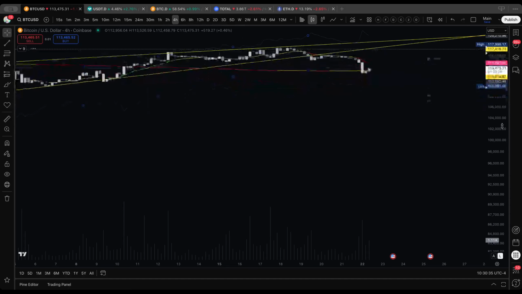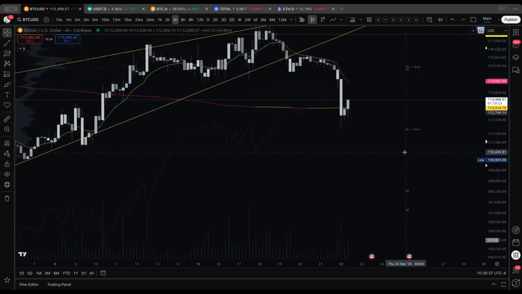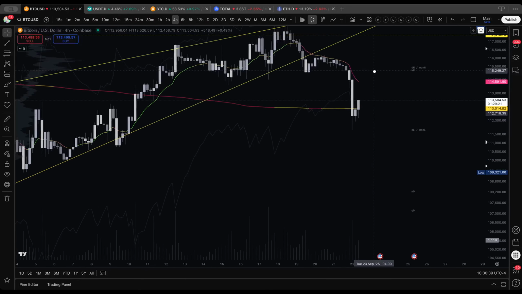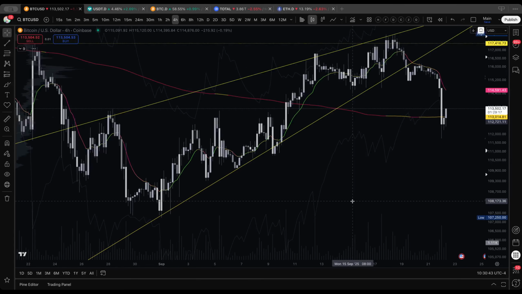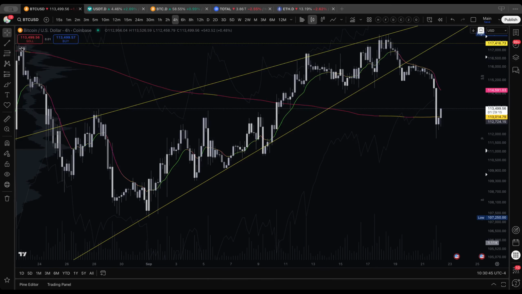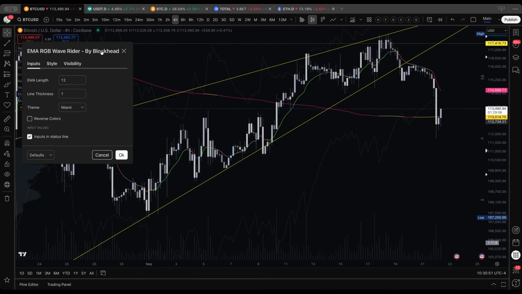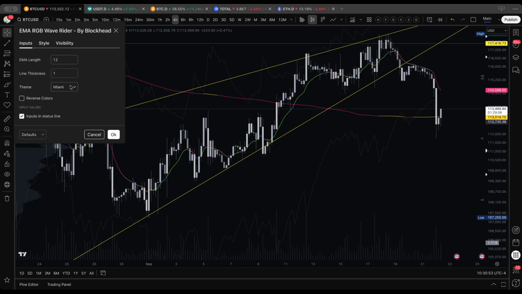the EMA 12, which, let's look at the 4-hour because you have some nice radiation here. So let's go into the EMA 12. This one also has simple settings. You have color options.